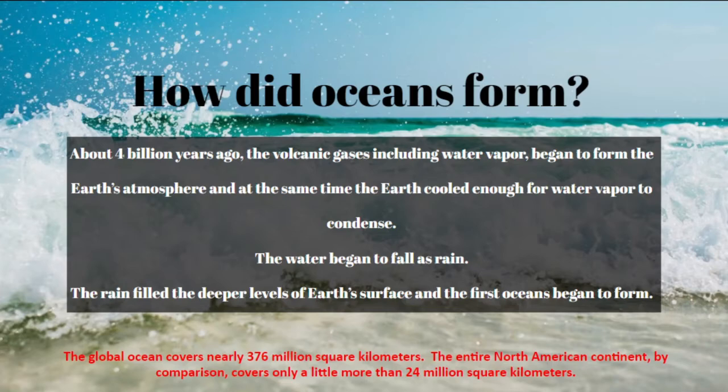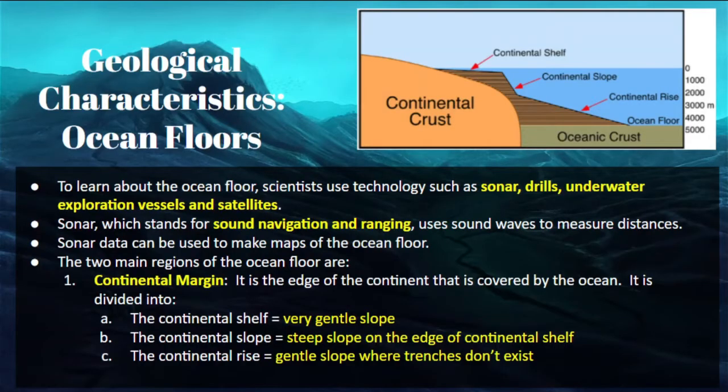Now, interesting fact that the global ocean covers nearly 376 million square kilometers. In comparison, the entire North American continent covers only a little bit more than 24 million square kilometers. Now, geological characteristics. We're talking about geology, rock formations, the surface of the Earth, and that below it.